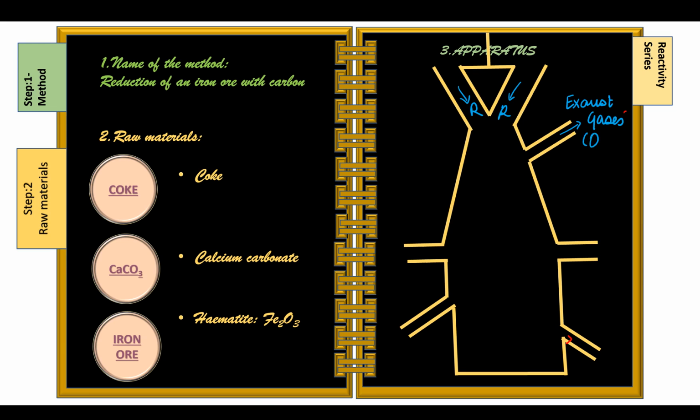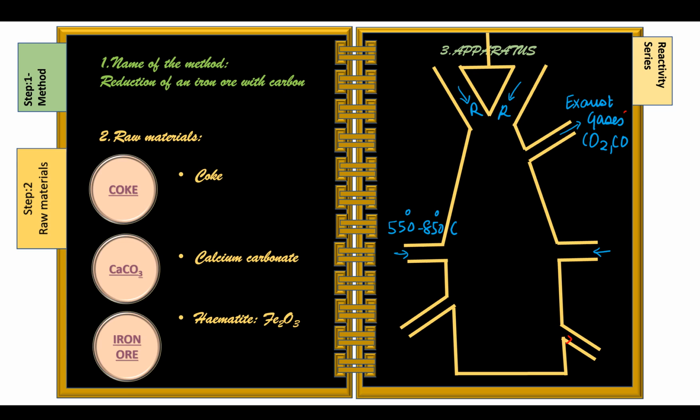And you know the exhaust gases which are going to come out are going to be carbon monoxide and carbon dioxide. You'll soon get to know how these are formed. Then from these parts you have the blast of hot air coming in, and the temperature of that hot air is somewhere around 550 to 850 degrees Celsius. Okay, that's the temperature of the hot air.